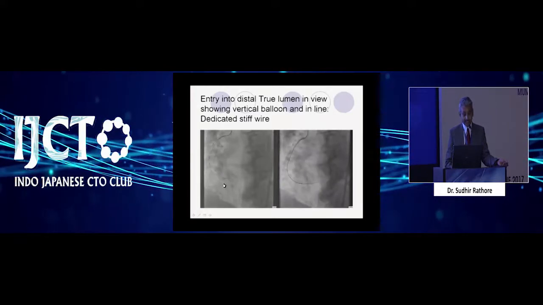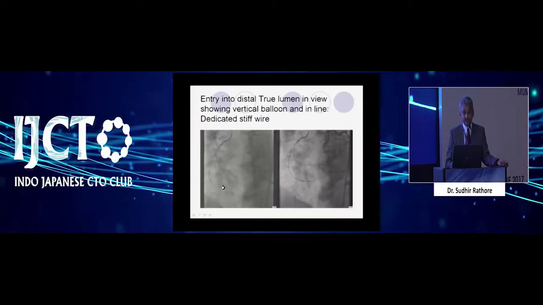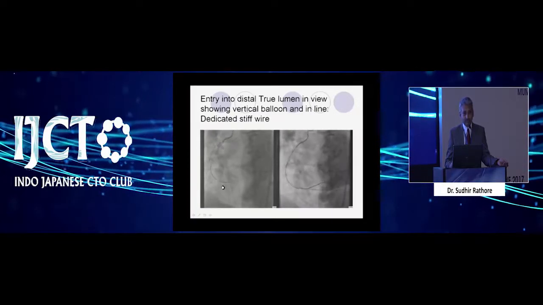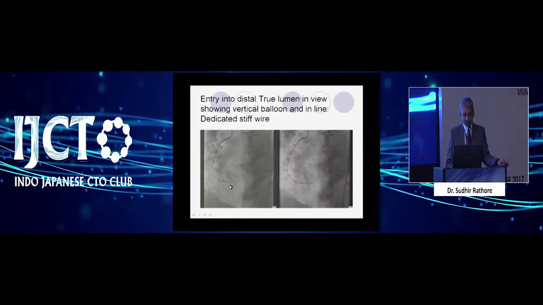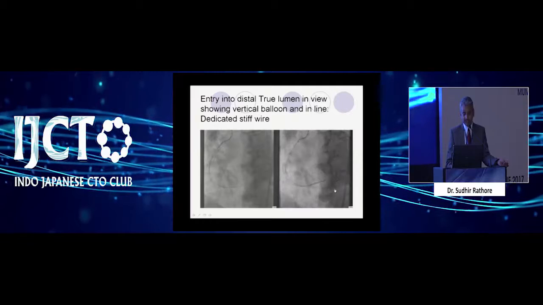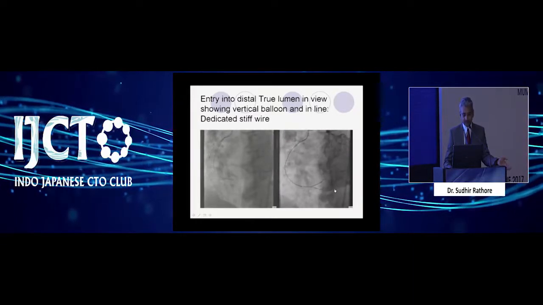You can see the wire here. This is a stiff wire, and you can see this wire coming out in the middle of the balloon. So it's not coming at the end of the balloon. There is another port at the end of the balloon, and then you can cross the wire. As you can see, the wire has crossed in the distal artery, which is confirmed by the contralateral injection. And obviously, the procedure is simple after that.